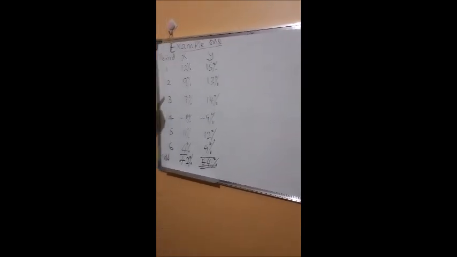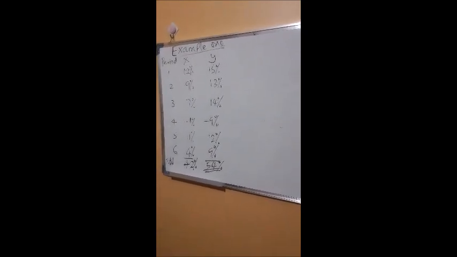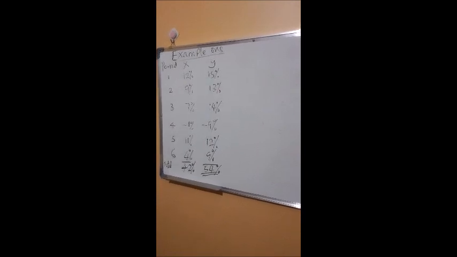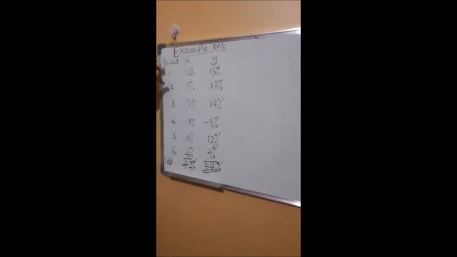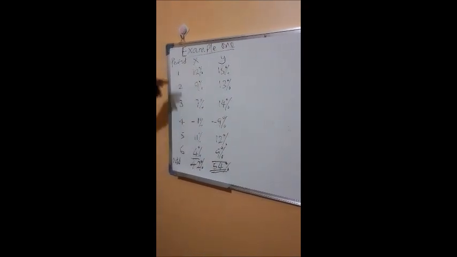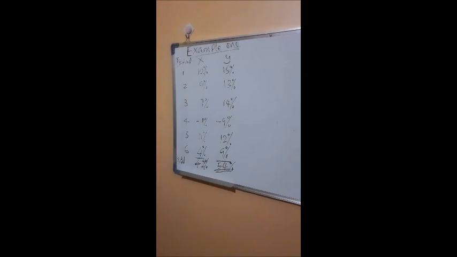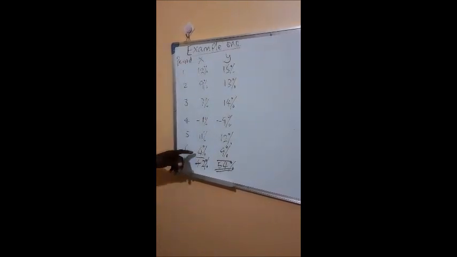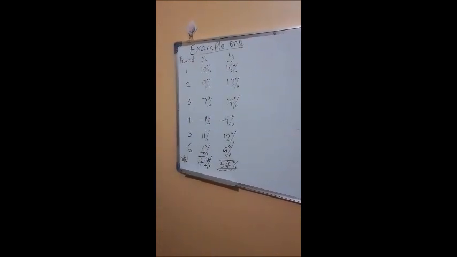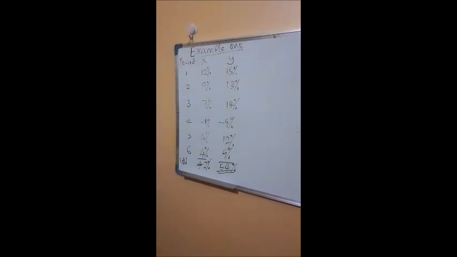Okay, let us do example 1 on how to calculate the expected return and standard deviation. In example 1, we have returns for share X and market Y from period 1 to period 6. We're given returns in percentage from year 1 to year 6. The total returns for share X is 42 and for market Y is 52.